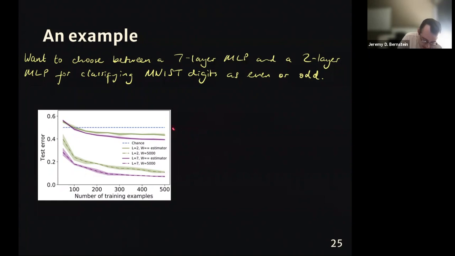So notice that the bounds are better than chance. Chance is at 50%, and they're better than chance. And also it seems that you can use the bound to predict which architecture is better. PAC-Bayesian model comparison seems to work.